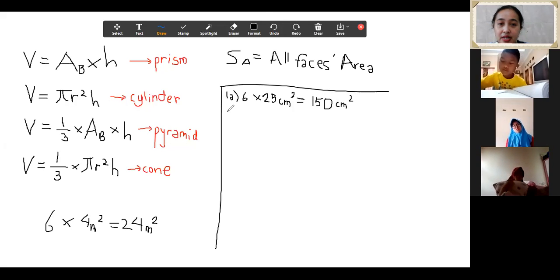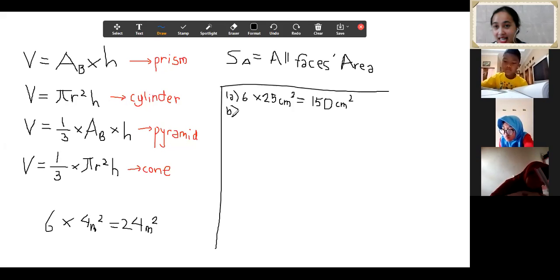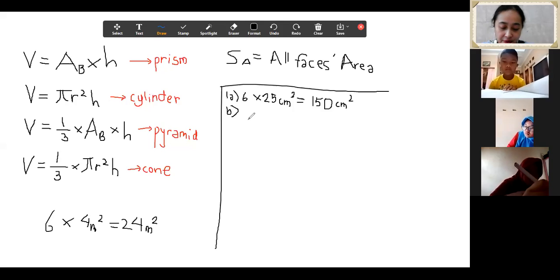Now let's move to page 21, exercise 1B. There is a cuboid, and there are 6 faces, but the faces are not equal. So we have 3 kinds of rectangles, and each kind of rectangle has 2 parts in the cuboid. Let's take a look at the first rectangle.